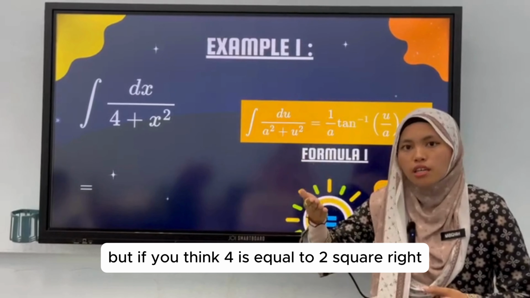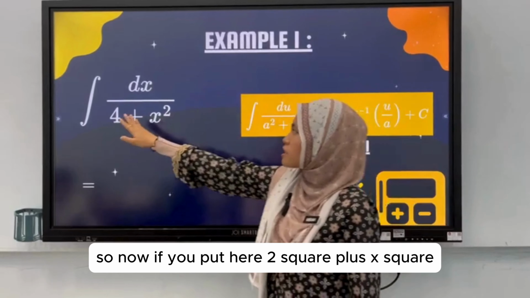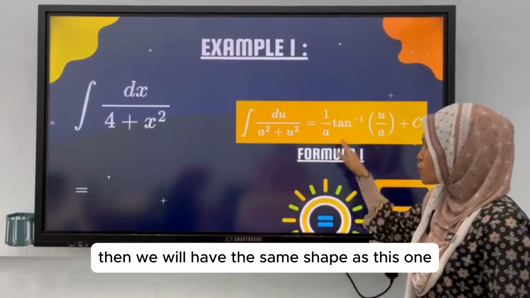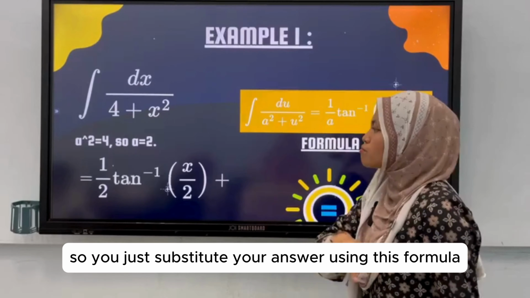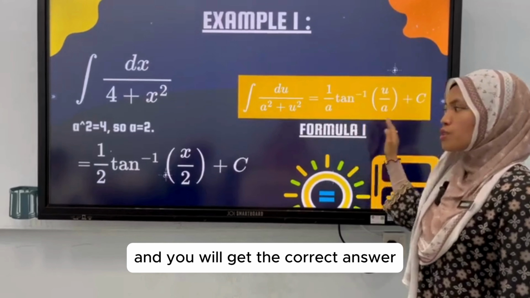But if you think 4 is equal to 2 square, right? So now if you put here 2 square plus x squared, then we will have the same shape as this one, as you can see here. So you just substitute your answer using this formula and you will get the correct answer.